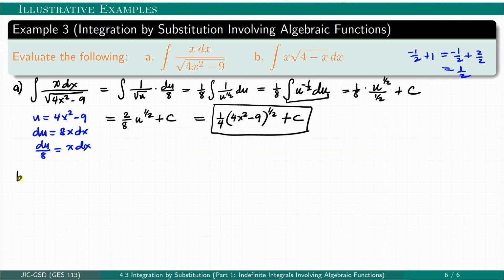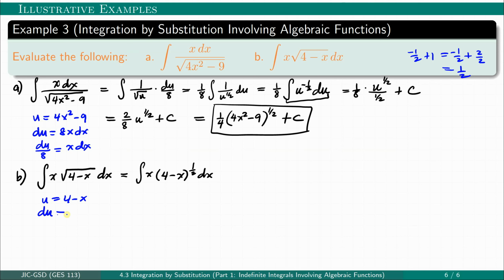For letter b, we have the integral of x multiplied by the square root of 4 minus x. Take note, we can rewrite this as the integral of x times (4 minus x)^(1/2) dx. Let's try the substitution u equals 4 minus x. Now, after taking the derivative, we will get du equal to minus dx. But it seems that nothing happened here because we have x dx. We want x dx here, but in our derivative, we only have minus dx. But we can do something here.